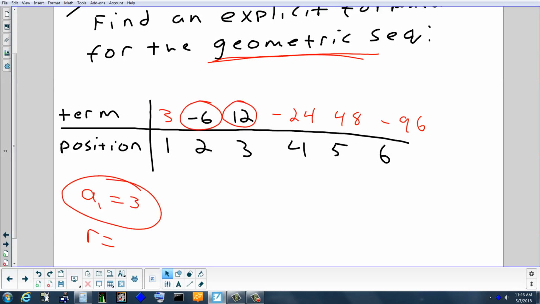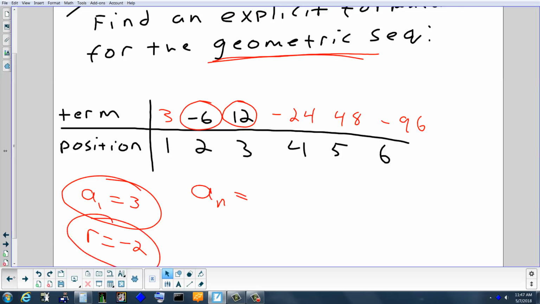Negative 2. 12 divided by negative 6, or negative 6 divided by 3. No matter which way you do it, just take a term, divide by the one before it. That's your common ratio.